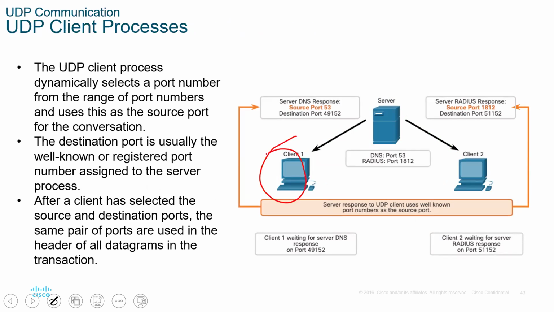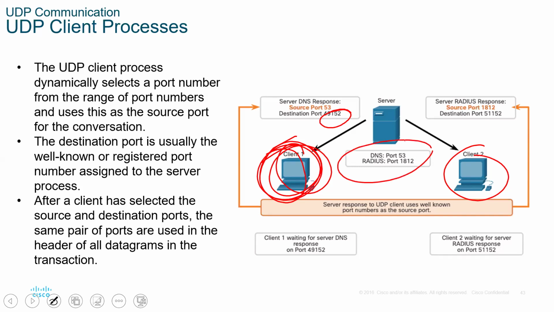Because we have client one here, you have client two. What happens is that the UDP client process dynamically selects a port number from the range of port numbers and uses this as the source port. Which means this client will dynamically get a number from the operating system. And then it will be using it to talk to the application.